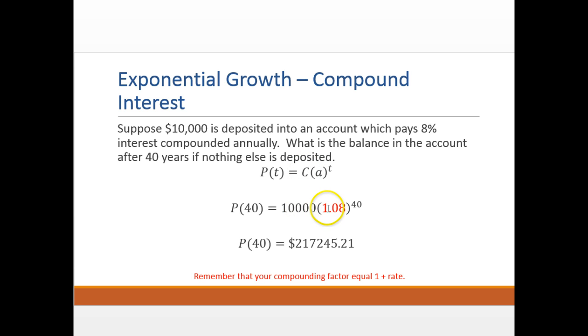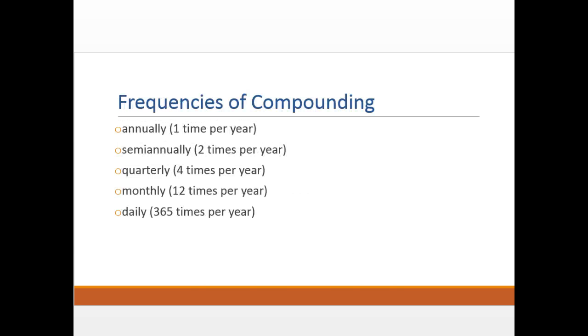Your compounding factor is 1.08. Remember, I said it was 1 plus the rate. So 1 plus 0.08 is 1.08, to the 40th power. So if I don't do anything, after 40 years I'm going to have $217,245.21 remaining in the account. Now, we don't often compound just annually. That is occasionally what happens.